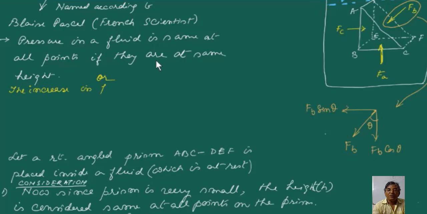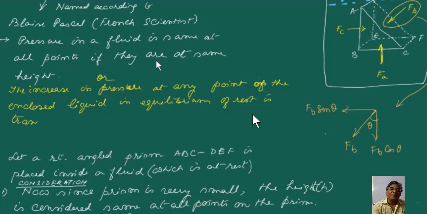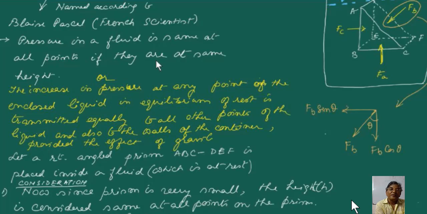Now see, we have defined that pressure in a fluid is the same at all points if they are at the same height. Now we can define it in this way also, that the increase in pressure at any point of the enclosed liquid which is in equilibrium and at rest is transmitted equally to all other points of the liquid and also to the walls of the container, provided the effect of gravity is neglected.